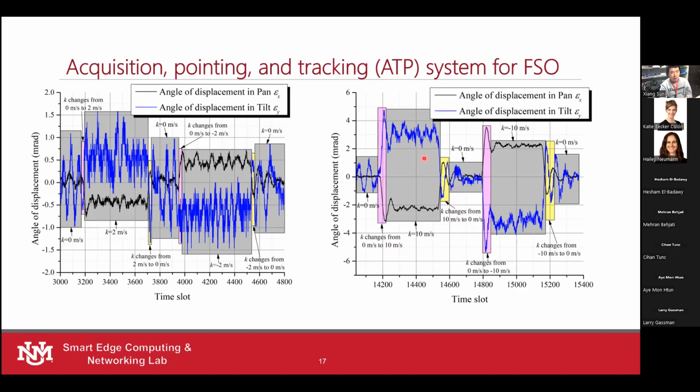We also observed that the angle of the displacement in the pan is smaller than the displacement in the tilt. This is probably because of the mechanical design of the gimbal, which is the DJI Ronin S gimbal. In this design, the pan axis is much more stable than the tilt axis. So that's probably the reason why we generate a higher displacement in the tilt than in the pan.